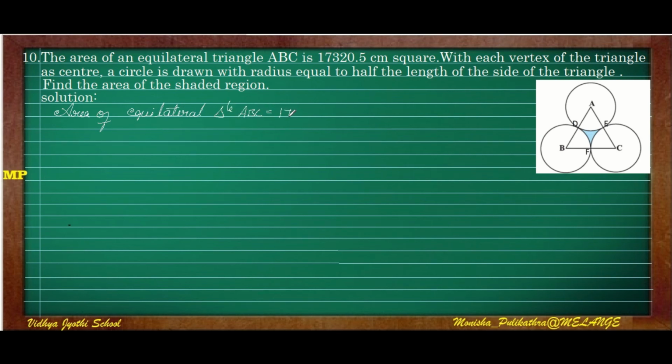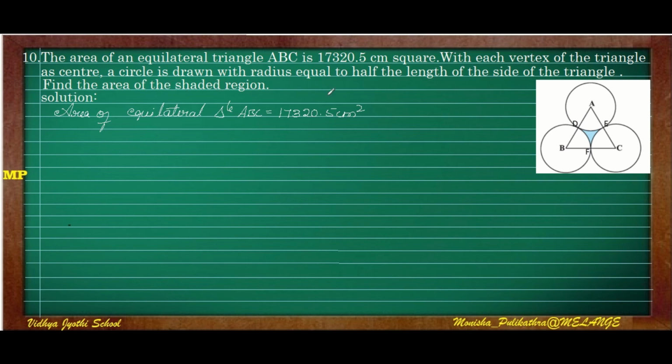Area of equilateral triangle ABC is 17320.5 centimeter square, with each vertex of the triangle as a center. You can see the vertex of each triangle. So the vertex of a triangle is the center of each circle, and the radius is equal to half the length of the side. If we consider this as the length A, then A by 2 is the radius of the circle.